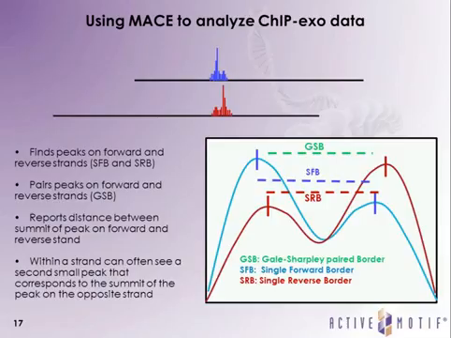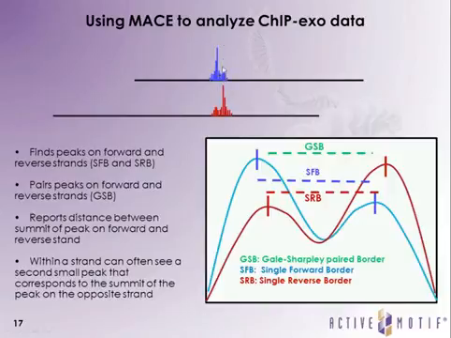This is what you see when you use MACE to analyze your ChIP-Exo data. And this is a graphical representation of what the bigwig files will look like. This is the forward strand, this is the reverse strand. So as I've been telling you, you want to see this buildup of reads right up to the border site. And this is what I'm talking about. You see this buildup of reads right to the border, which is this protective border where the transcription factor protected any DNA from getting digested.